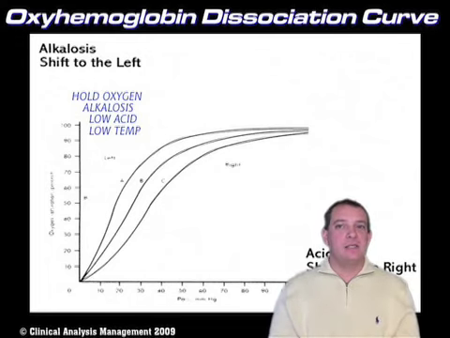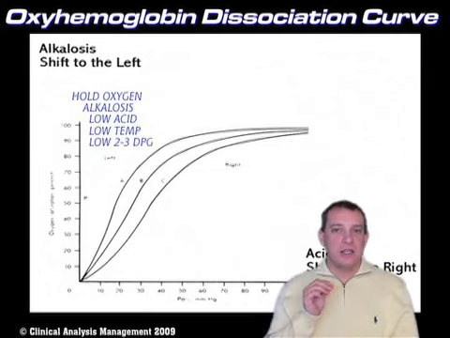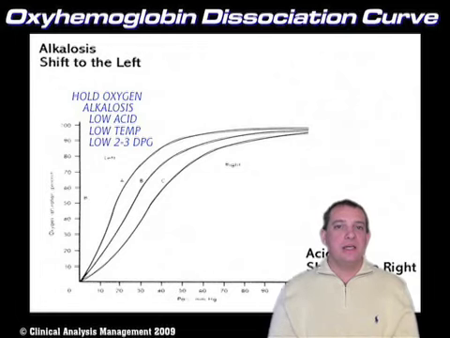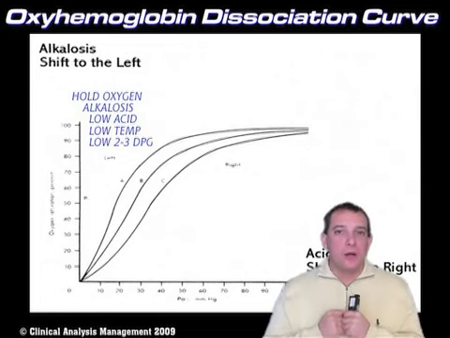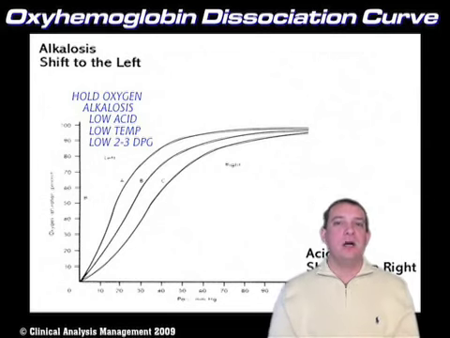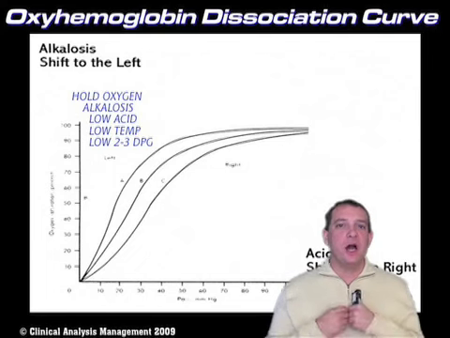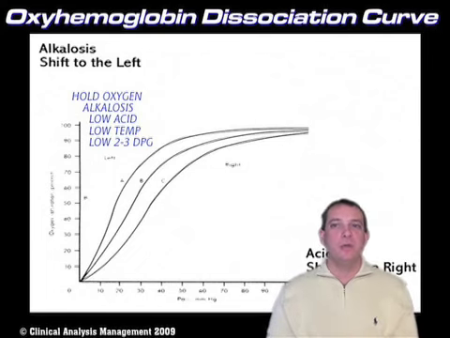And finally, the last thing that can cause us to shift to the left is something that we're deficient in called 2,3-DPG, or a low 2,3-DPG. Now, 2,3-DPG is actually an enzyme that's present on red blood cells, and it exists to be like a crowbar. Its whole job in life is to pop oxygen molecules off of hemoglobin. So when we have a low 2,3-DPG, it's a lot harder to get oxygen molecules off of hemoglobin.